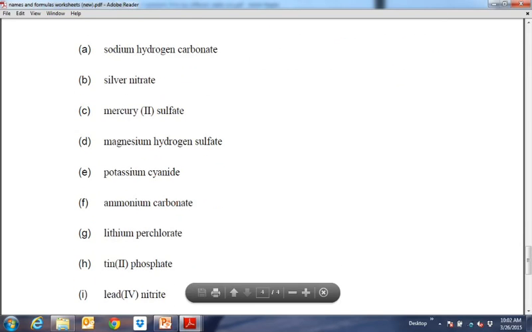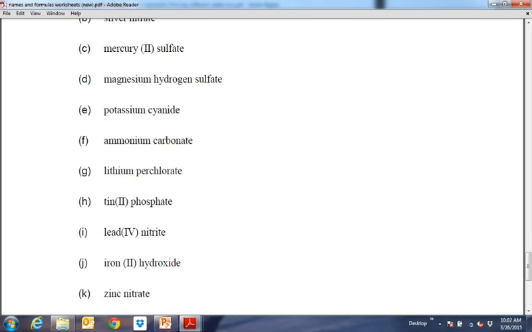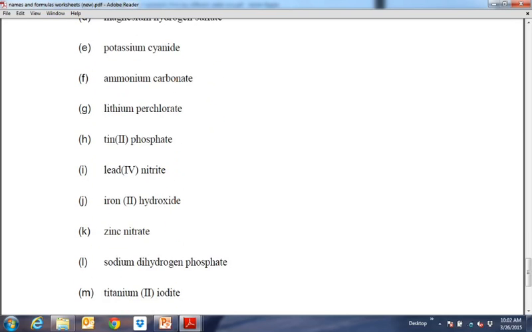So the next page looks like this. Let's pick on, how about, let's do J. Okay, so we're going to pick on J, that iron 2 hydroxide. The way we're going to get the cation is we're going to read from left to right. So that's our cation, and this must be our anion. Be thinking of that when you read it. Okay, so what's our component cation?